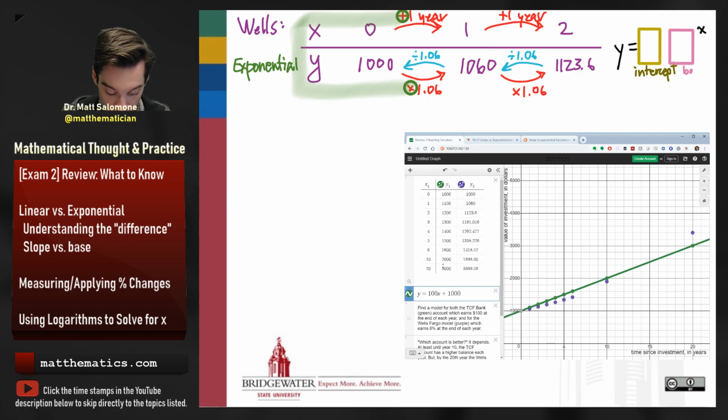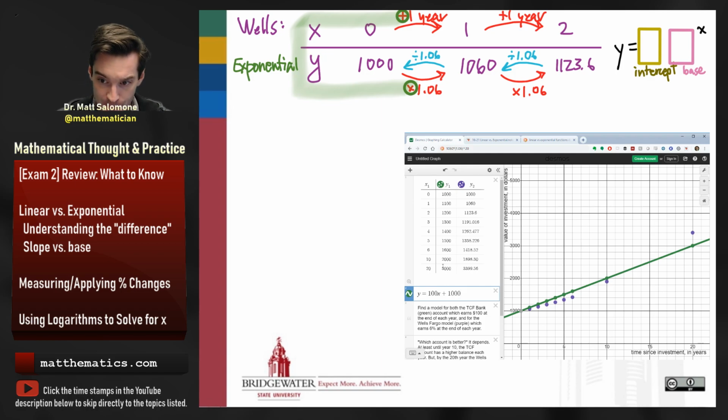So the difference between a slope and a base, well, what's the same about slope and base? Slope and base are the same in the sense that each of them characterizes the consistency of the changes inherent in the relationship between two quantities. The slope of a linear relationship tells us what the constant amount rate of change in that relationship is. The base of an exponential expression tells us what is the constant percentage rate of change that exists in the relationship between those two quantities.